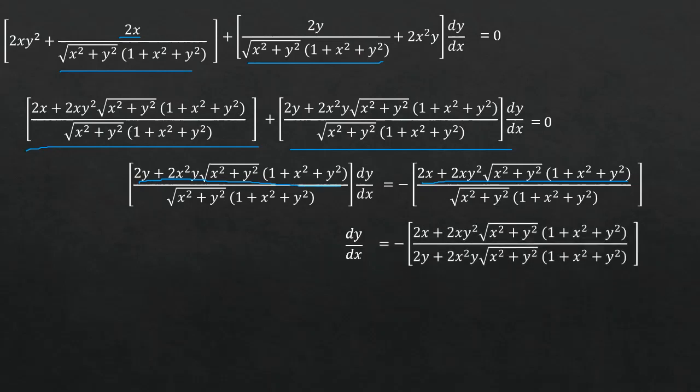So we have the answer as minus of 2x plus 2xy square under root of x square plus y square multiply by 1 plus x square plus y square, divided by 2y upon 2x square y into under root of x square plus y square multiply by 1 plus x square plus y square. Be careful, don't cancel, क्योंकि न्यूमरेटर एंड डिनोमिनेटर में ऐसा लग रहा है बहुत सारे टर्म सेम हैं, but we are not able to cancel them. So this is only your final answer of the particular question.